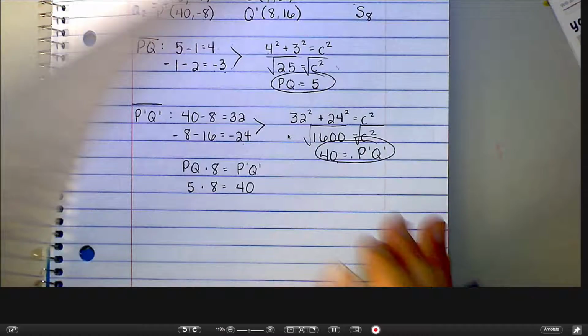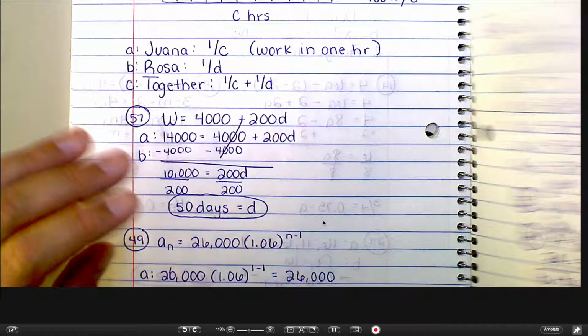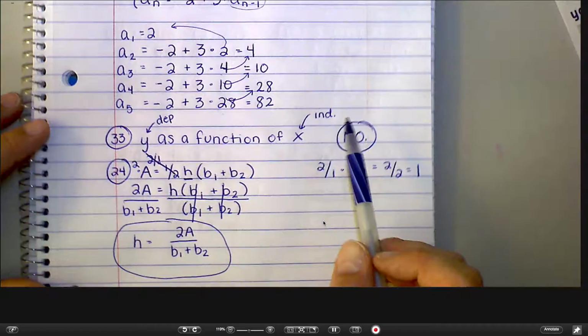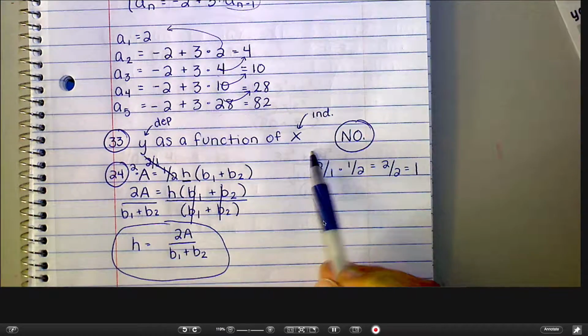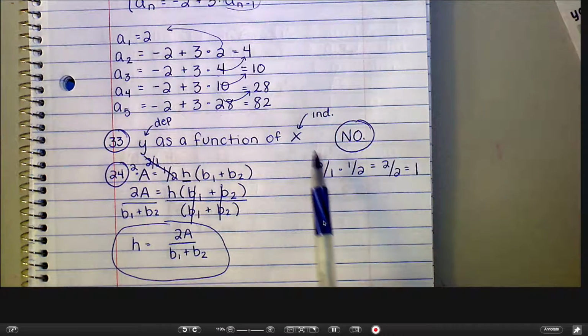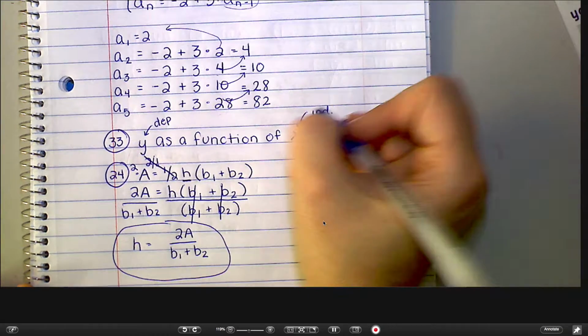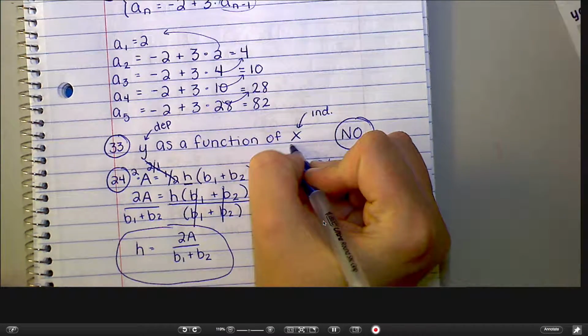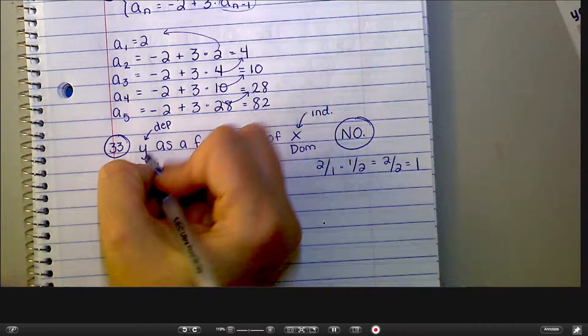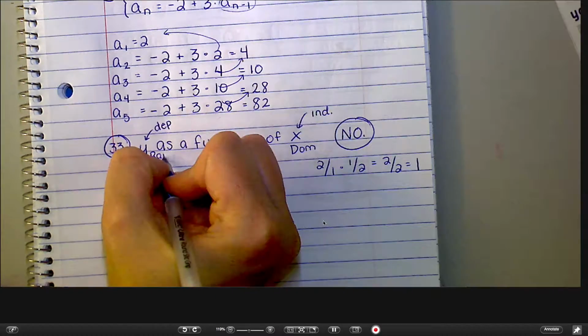What else would you like to see? Cam? Back to 33. Which one would be the output and the range? Oh, good question. Okay, so the input is the independent variable. So it's what you're plugging in for x, and then the output would be your y. And then the domain is always your input or your independent, and your range is always your output.